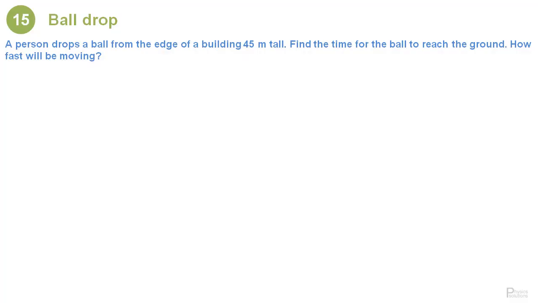A person drops a ball from the edge of a building 45 meters tall. Find the time for the ball to reach the ground. How fast will it be moving? Two questions. We need to find time and we need to find final velocity. The only information we have is how tall this building is.